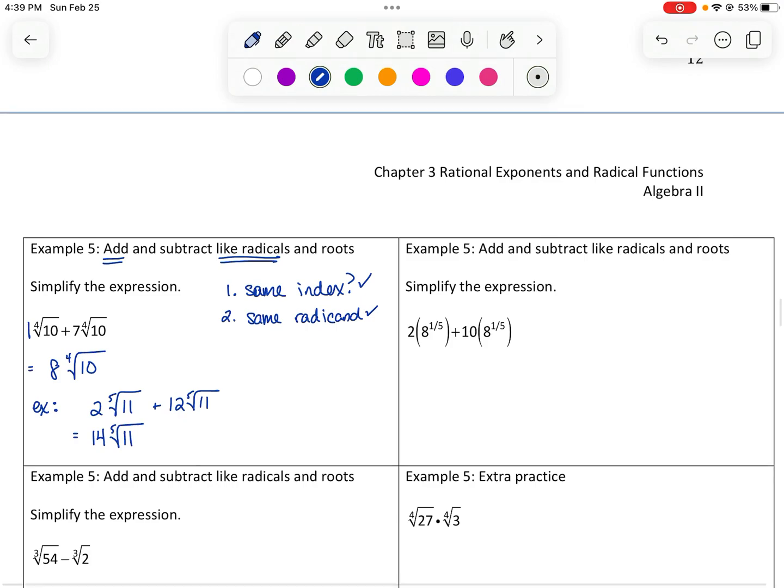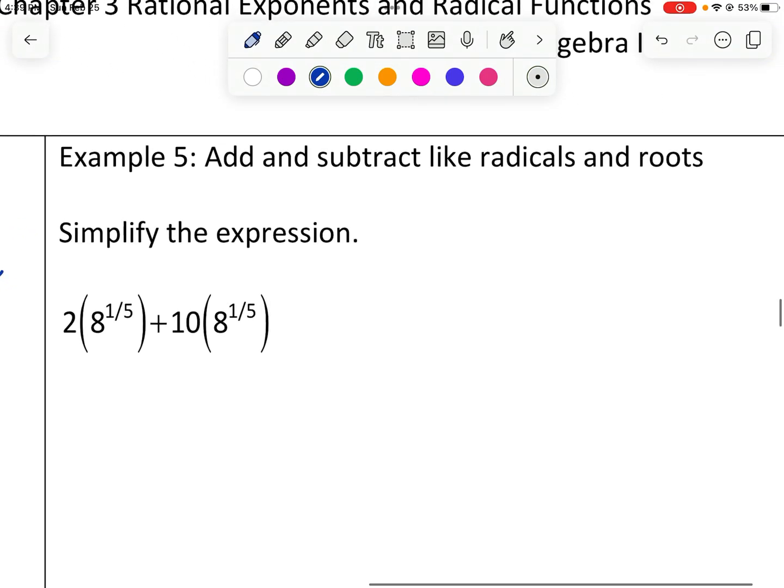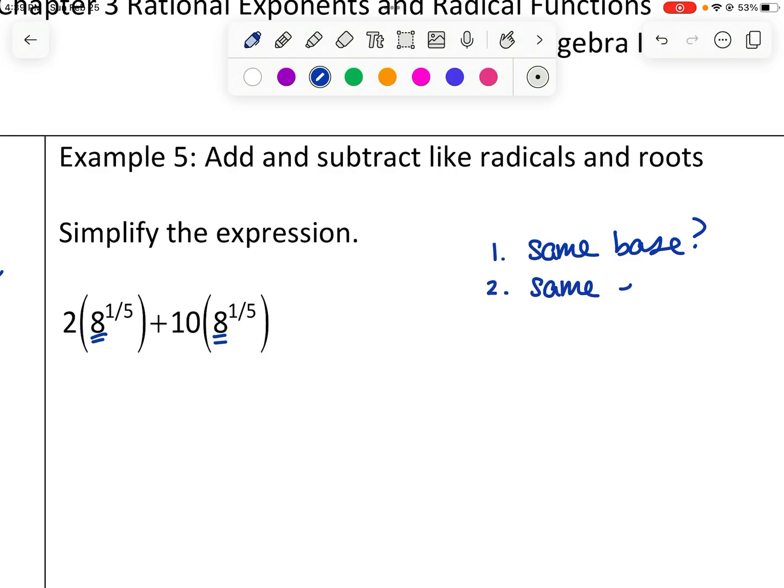Now let's look at example 5. Here are the bases the same? So 1, do we have the same base? Yes, we do. They're both 8s. And 2, do we have the same exponent? Yes, we do. They're both 1/5. So that means that 2 8 to the 1/5 plus 10 8 to the 1/5 is 12 8 to the 1/5.